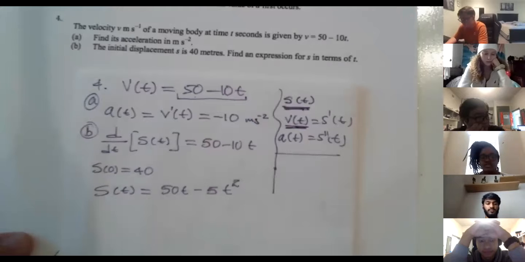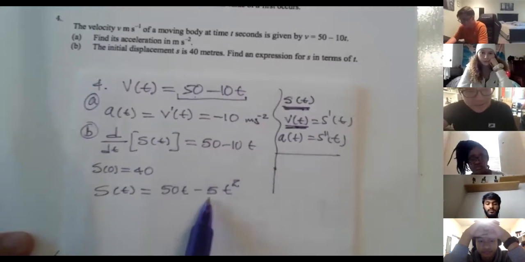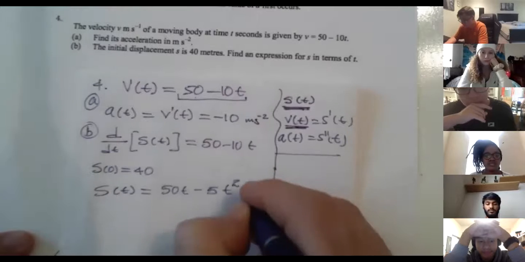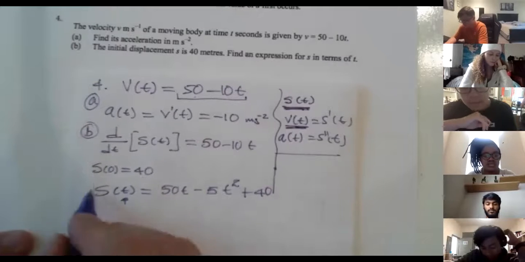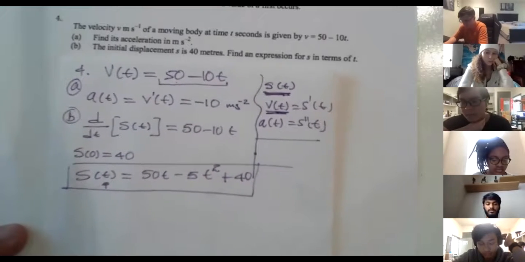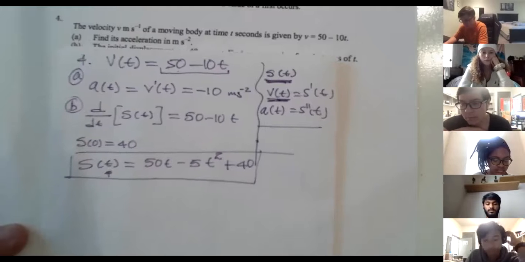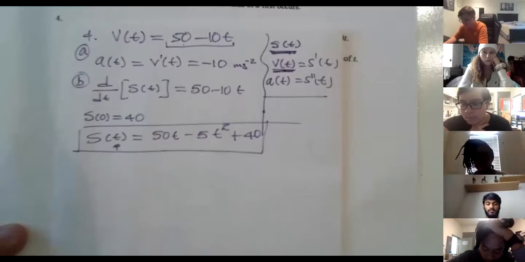I just do the inverse, the opposite. You just did the opposite process, right? Yeah. You differentiate this: the derivative of 50t is 50, the derivative of negative 5t squared is negative 10. So S of t is going to be equal to this plus the 40. Because if you plug in 0 here, what are you going to get? 40, right? So this is the solution for B. Cash, do you know the name of what we just did? Oh, integration? Integration, right?